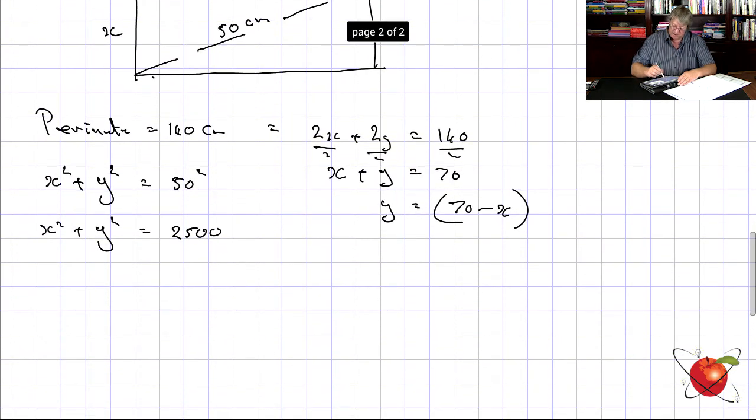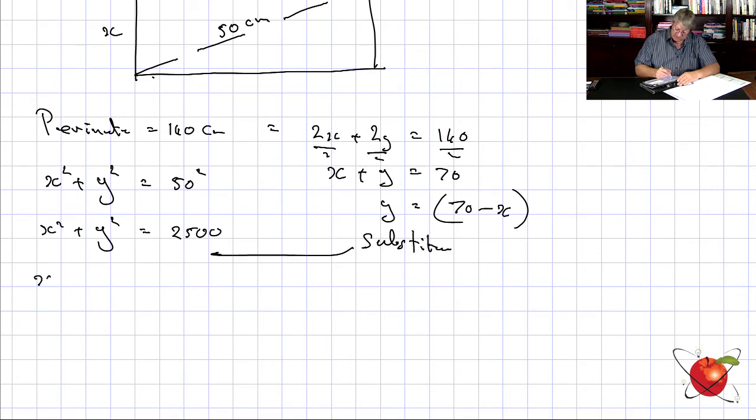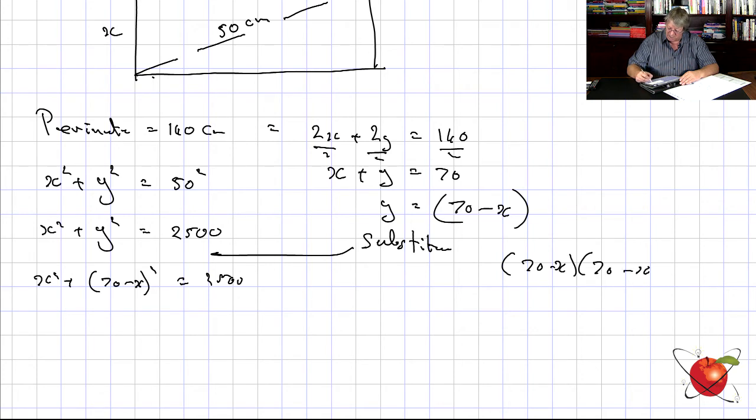All right. Now, what's the next step? The next step is to say, all right, let's see. Oh, but hold on. I know y. So I can substitute in here. So I can say x squared plus (70 minus x) all squared equals 2500. How do we do that? Basically, we're going to go to the side and do 70 minus x and 70 minus x, and we're going to take our calculator and work that lot out.